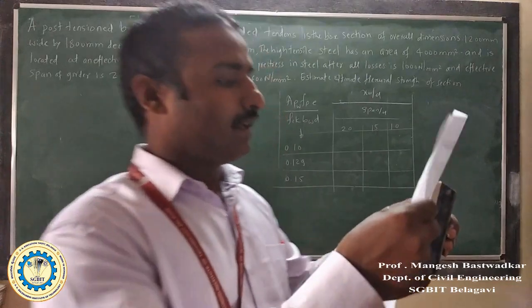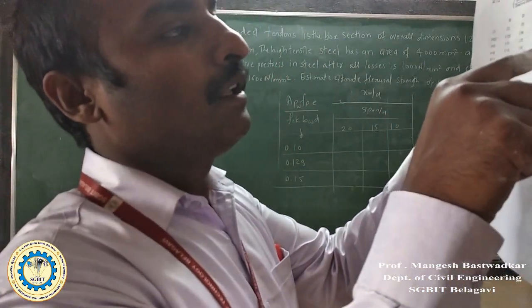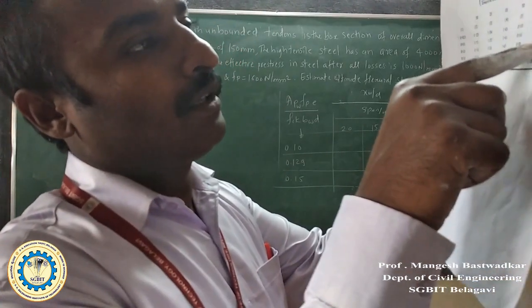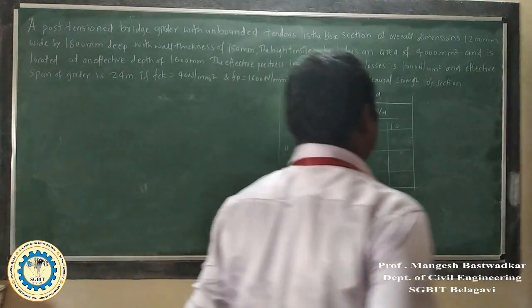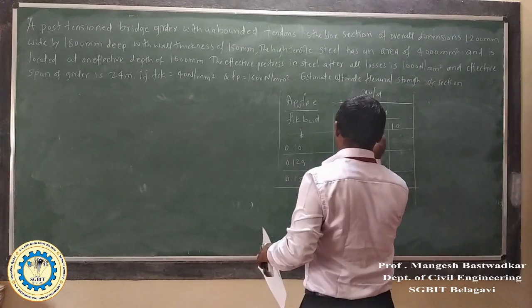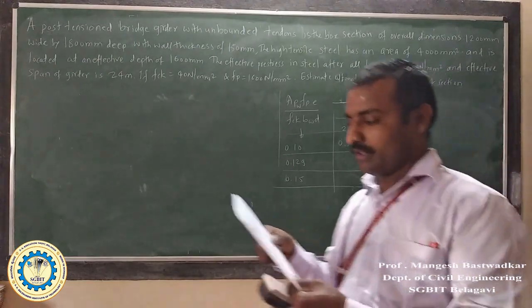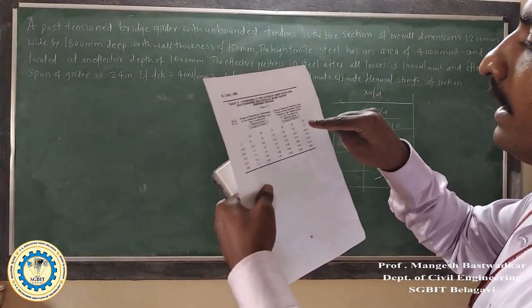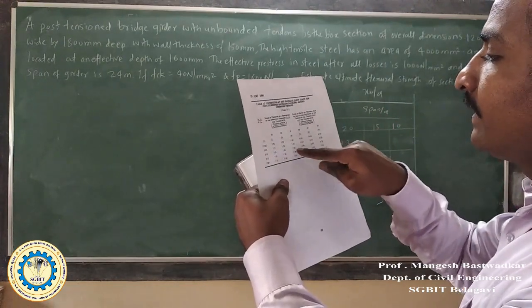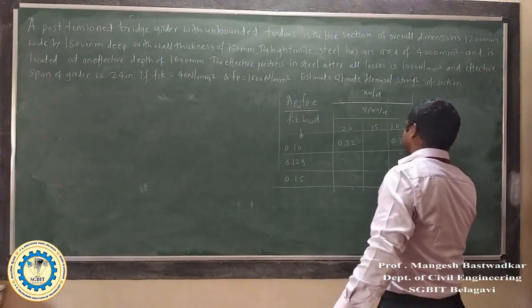You can see here, for 0.1, the value for span by depth ratio 20 is 0.32. Then for span by depth ratio 10, the value is 0.36.